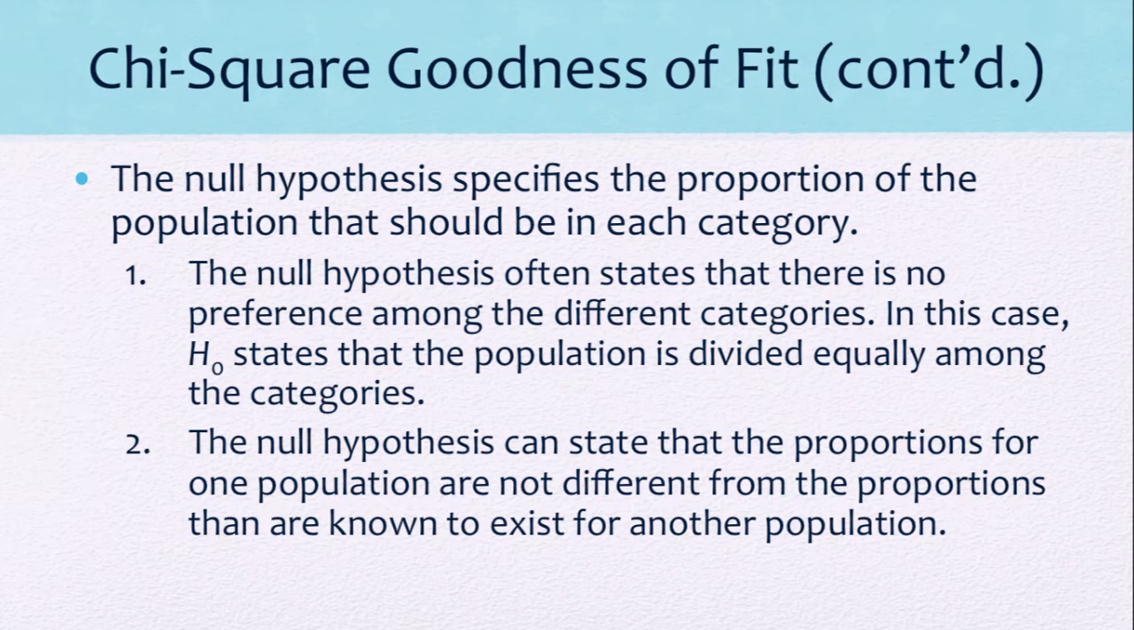And so for the goodness of fit test, the null hypothesis specifies the proportion of the population that should be in each category. And it's typically one of two things with the null hypothesis. One, the null hypothesis is stating that there's no preference among different categories. In this case, it's saying that the population is going to be divided equally among the categories. Or two, the null hypothesis can state that the proportions for one population are not different from the proportions that are known to exist for another population.